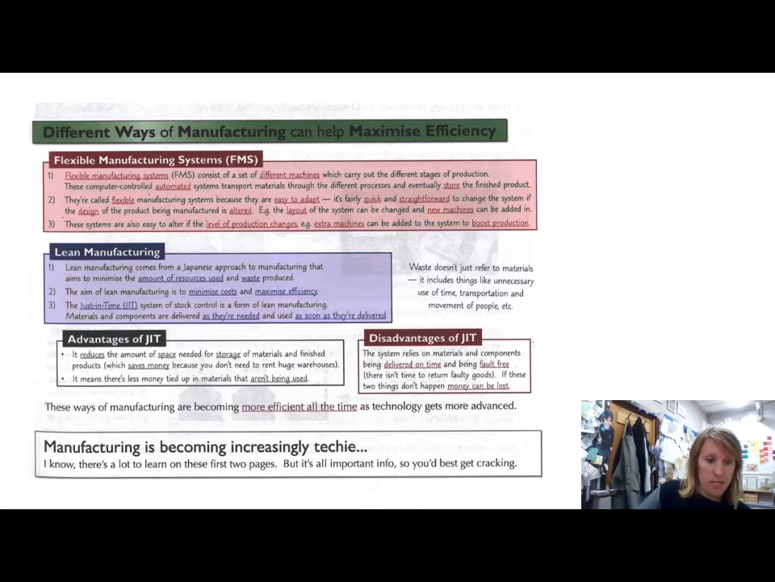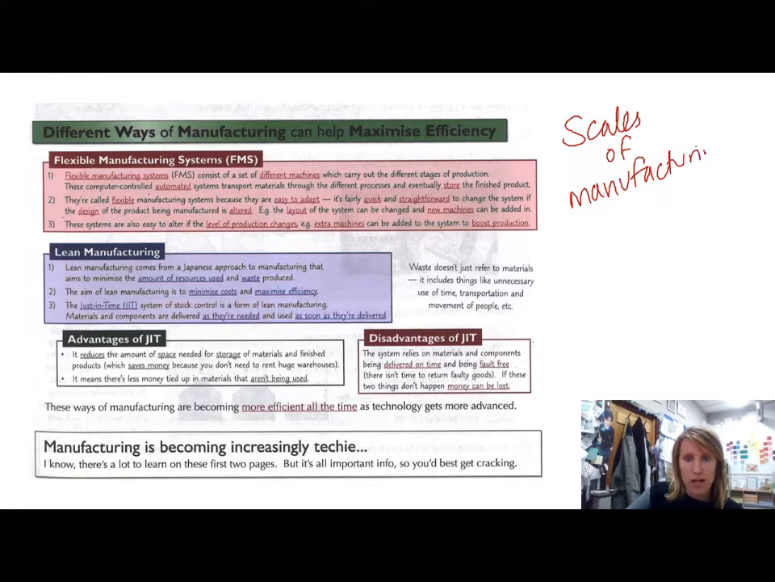So in this video we're going to be covering some different types of scales of manufacturing, and the main ones that we're going to have a really quick look at are things that you maybe haven't heard of before. We've done just in time before, that's come up I think in a previous exam. We will go through that very, very quickly. Some of you will know that from business. But the two that we're going to have a look at in a bit more detail are flexible manufacturing systems and lean manufacturing.